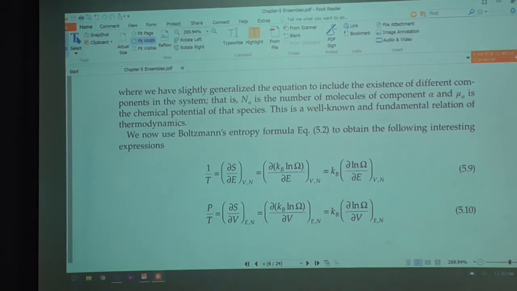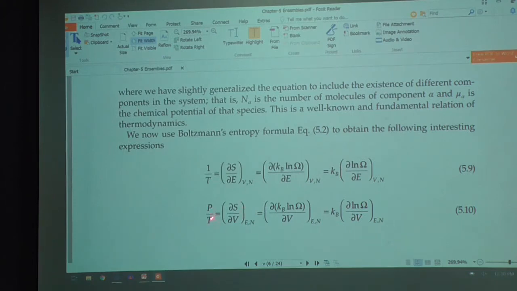Remember, entropy and temperature are called, what are they called? S, T, P, V, N, mu, conjugate variables. That's why energy and entropy are also one of them. Energy and temperature are closely related. You increase the temperature, you increase the number of states accessible.